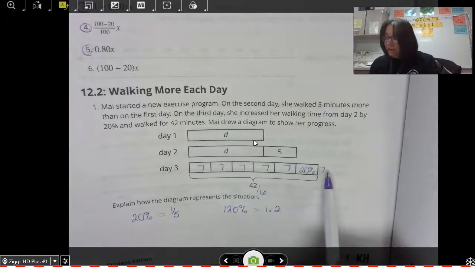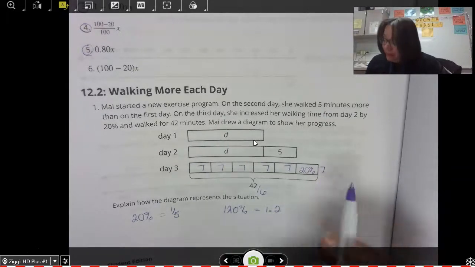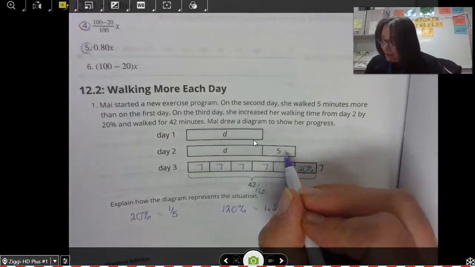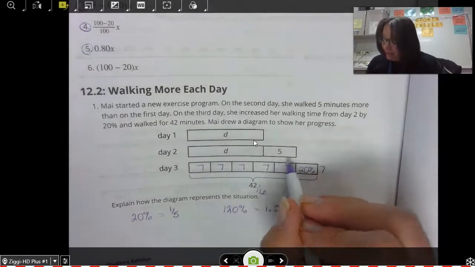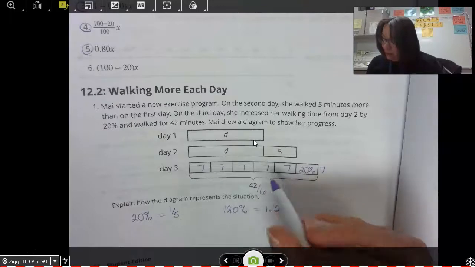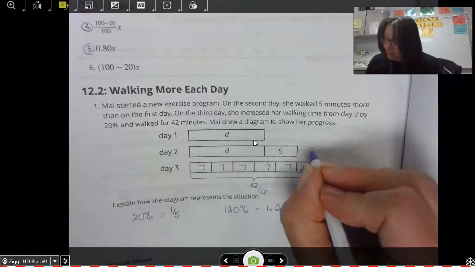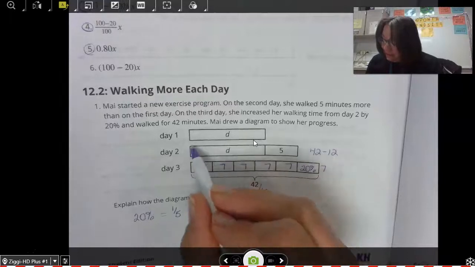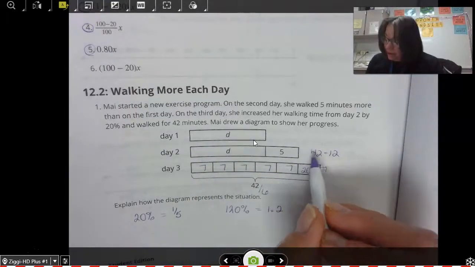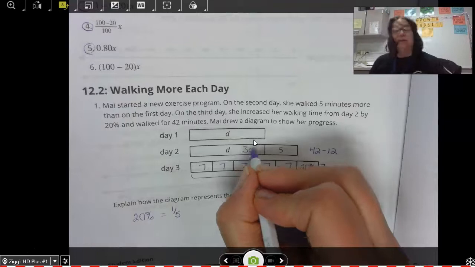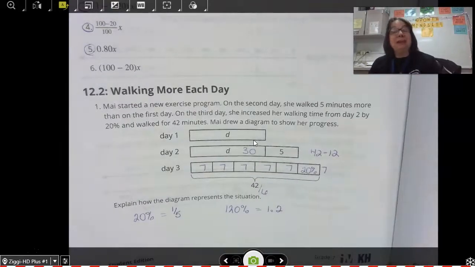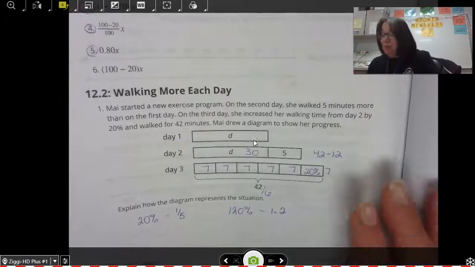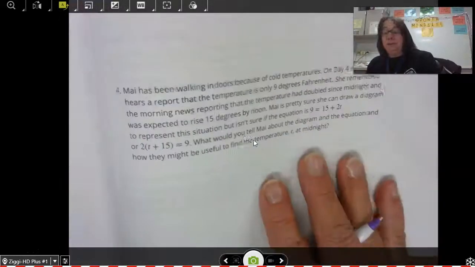So now I have 7 and I have 5 that I can take away from 42. And if I take away 12 from 42, that leaves me what D would be right here. And 42 take away 12 tells me D has to be 30. Okay, so I can just look at my diagram to help solve that problem, or I can solve it from an equation.